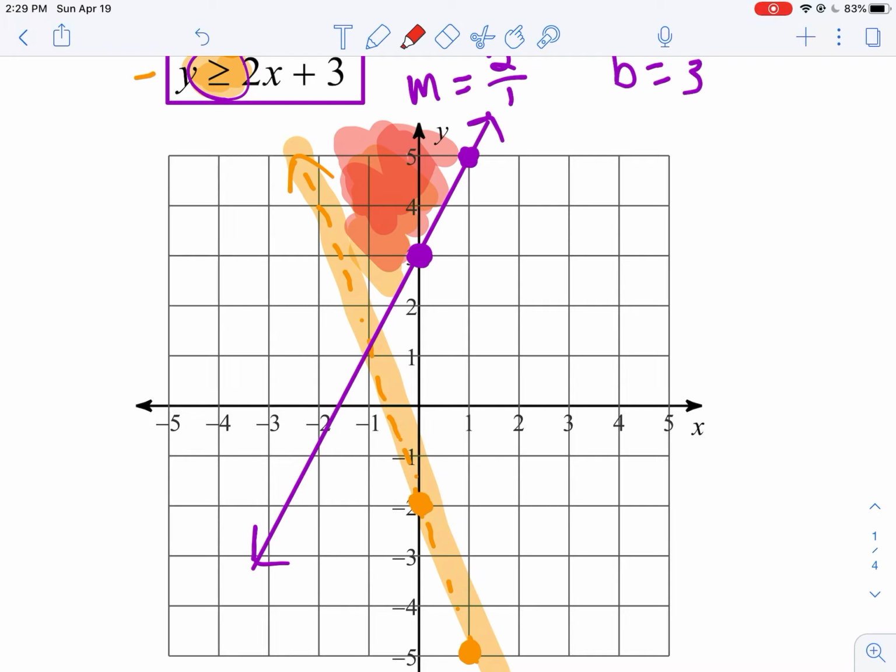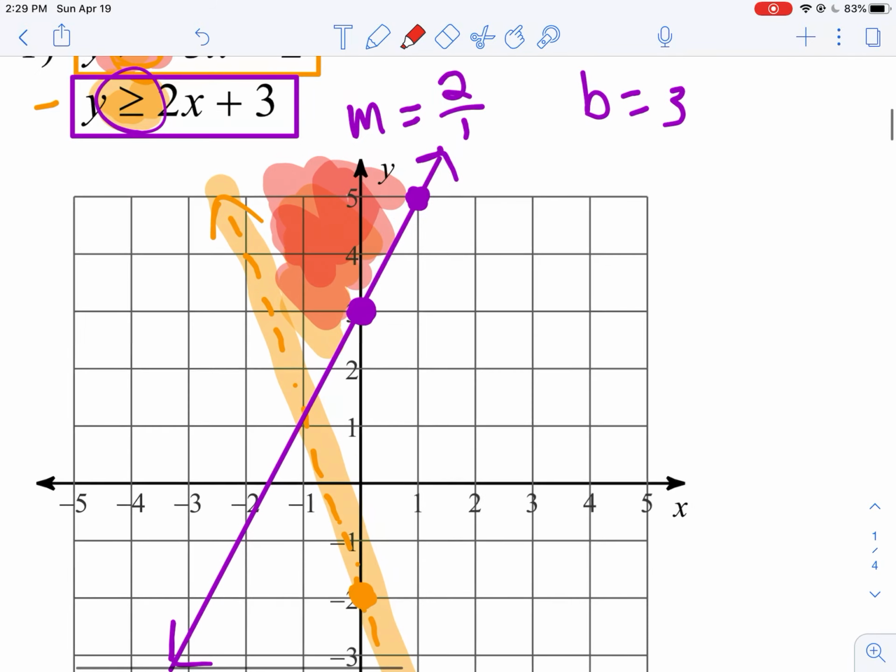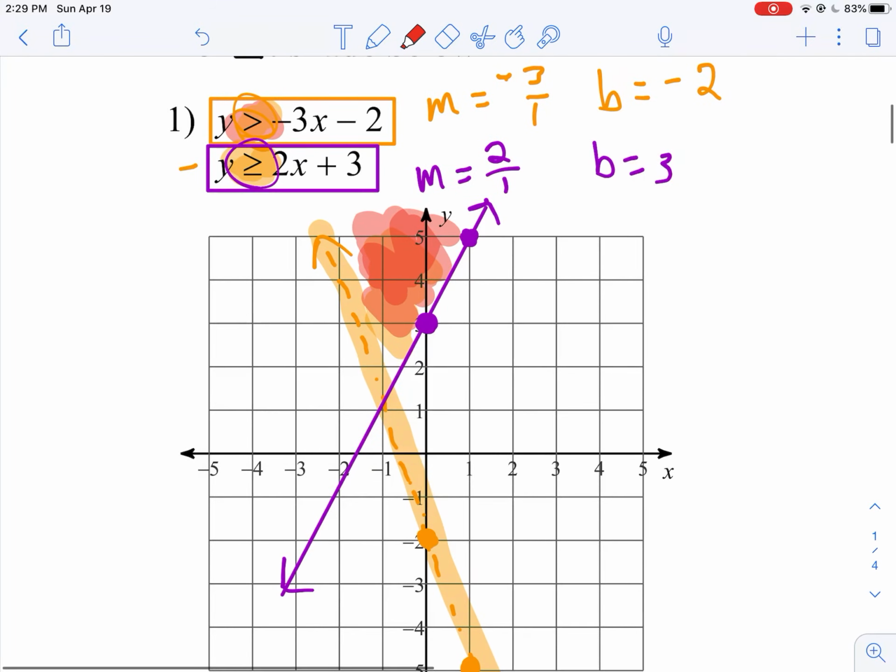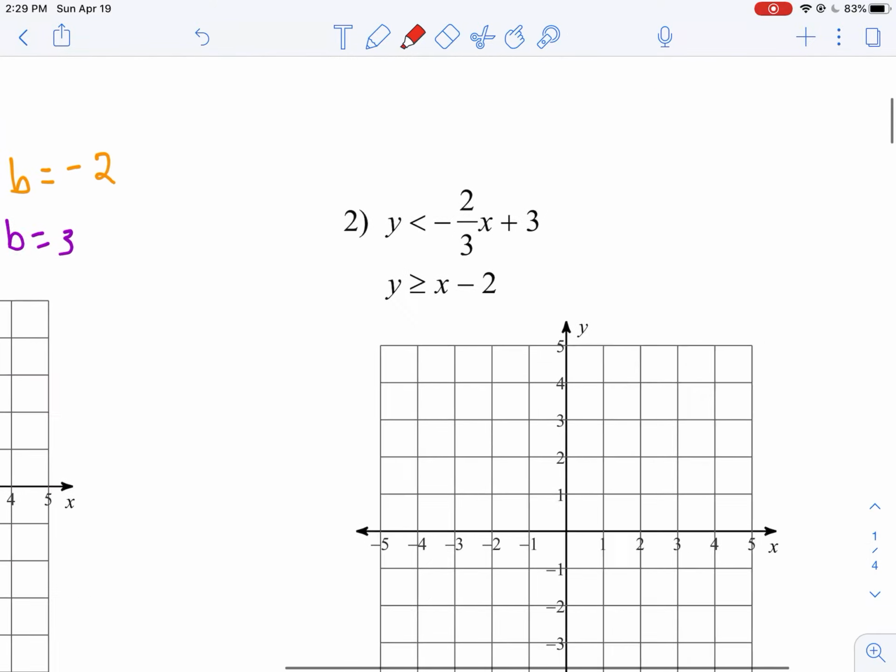So I graph the 2, and then I have to find out which area is true for both lines. And I think in the directions it says where's the overlap. Where in my shading, which area is true for both lines? And in this case, it's this area. Okay, so let's do another.